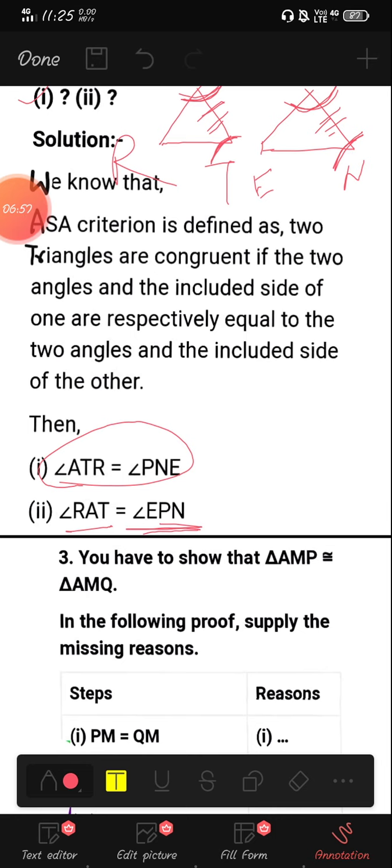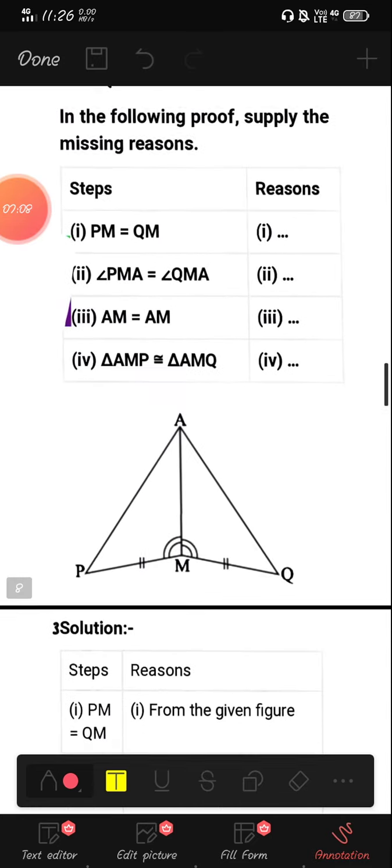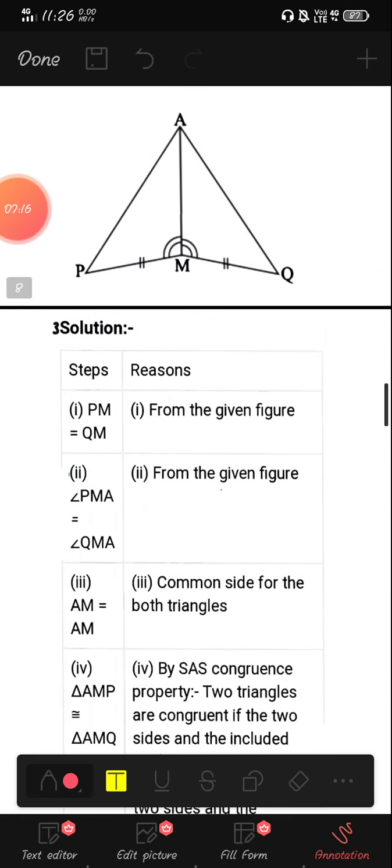Okay. Now moving on to the third part, you have to show that triangle AMP is congruent to triangle AMQ. Here you are given two triangles, and you have to show whether they are congruent using these steps which are given in the question. So the first step is PM is equal to QM. The reason is that it is given in the figure.